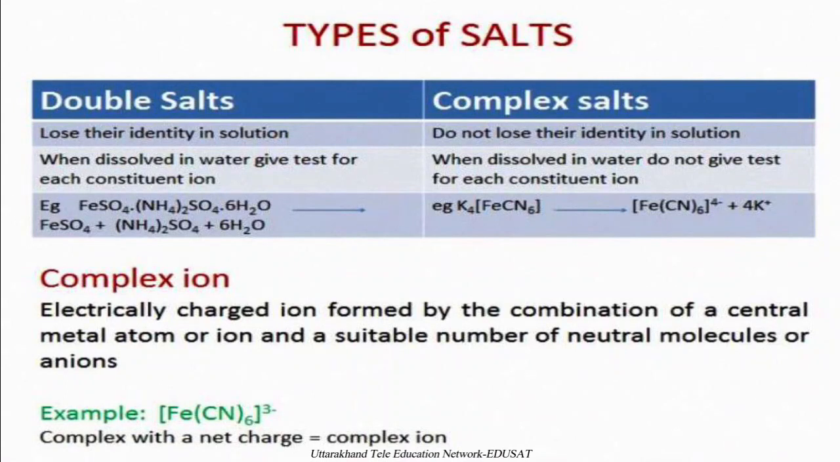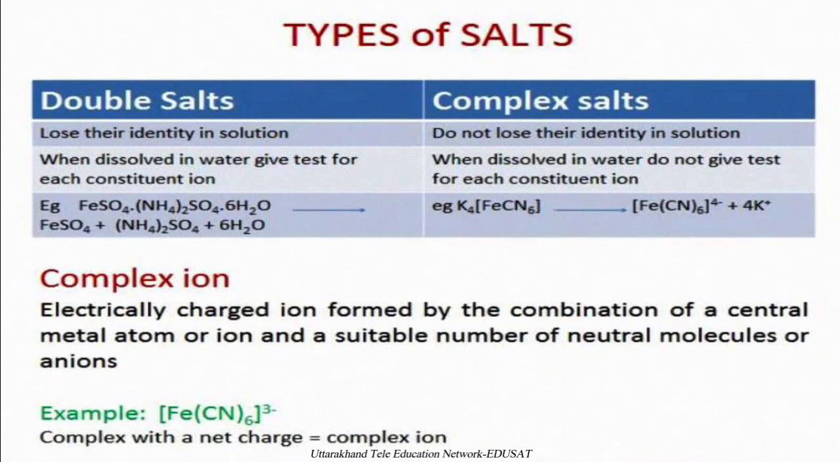When dissolved in water, they give a specific test for each constituent ion. For example, if we have chloride in our salt, then we get a chloride precipitate with its specific test. For example, ferrous ammonium sulfate, when dissolved in water, gives ferrous sulfate and ammonium sulfate.